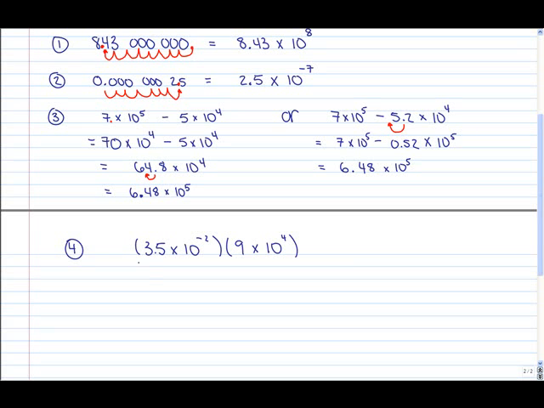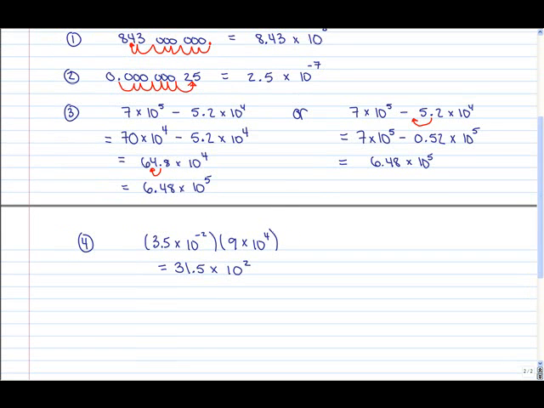So all we have to do here is multiply the two numbers, 3.5 times 9. Now when we multiply 3.5 times 9, we get 31.5. And like I said, when we multiply two numbers in scientific notation, what we're going to do is add those two exponents. So it's going to be times 10 to the positive 2, because we have negative 2 plus 4. And so that's my answer.